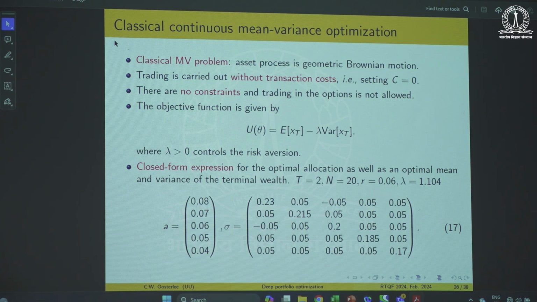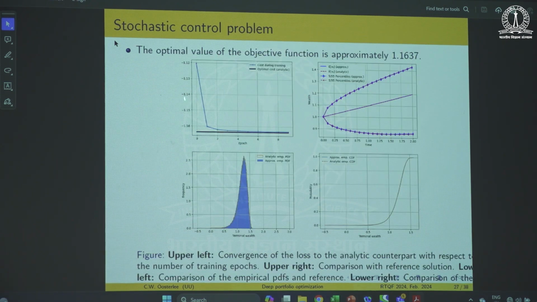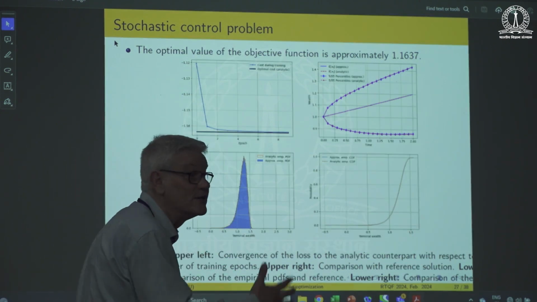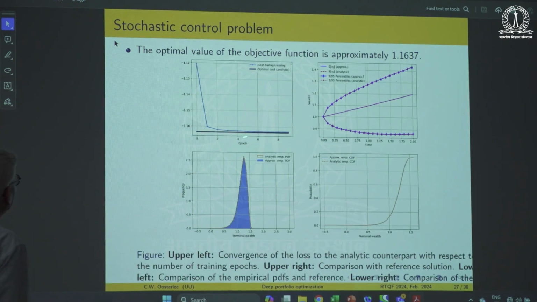We have the drift of the stocks, and the first one is most beneficial. It has the highest return, 8%, and we have a volatility matrix with correlations, etc., and it looks like this. Here we see the analytic solution, and here we see over the training epochs the neural network learn the strategy. We see it converges to the optimal solution. The optimal solution in this case is like this.